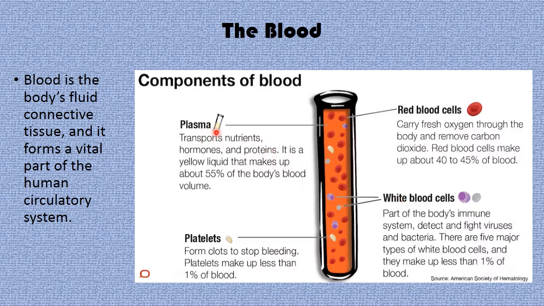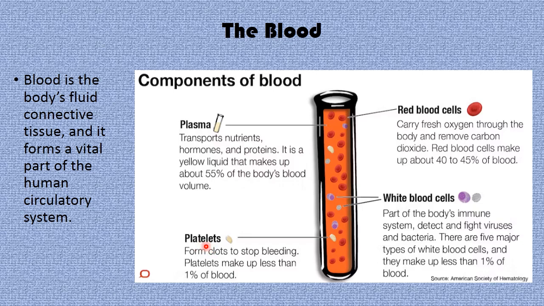Now, the plasma here is the liquid part of the blood. It transports nutrients, hormones, and proteins. It is a yellow liquid that makes up about 55% of the body's blood volume. So that is the plasma. It is a major component of the blood.